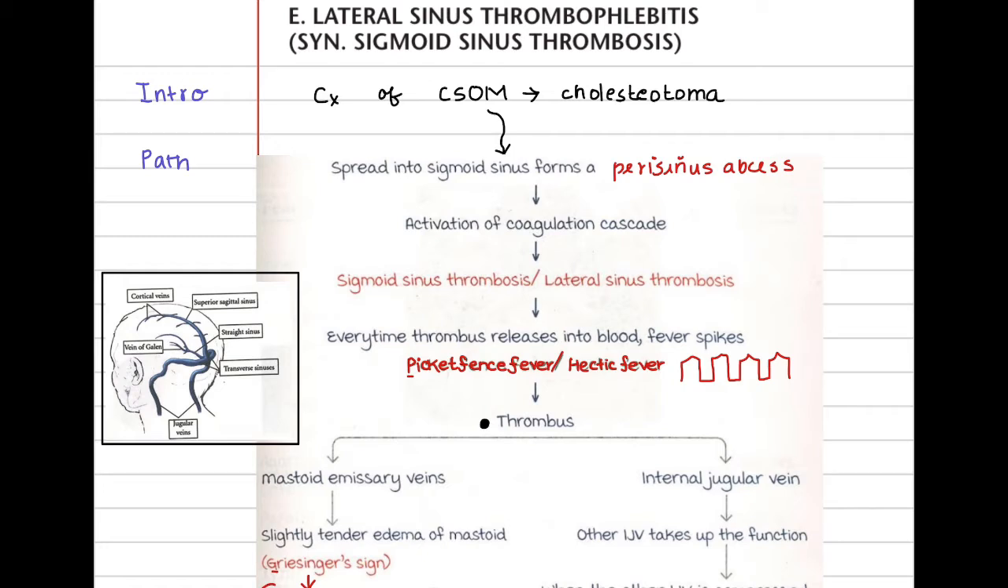Pathogenesis: when it spreads into the sigmoid sinus, it forms a perisinus abscess, which activates the coagulation cascade that leads to sigmoid sinus thrombosis or lateral sinus thrombosis. Every time the thrombus is released into the blood, the fever spikes. You can see the image, which is correct. This is called picket fence fever or hectic fever.